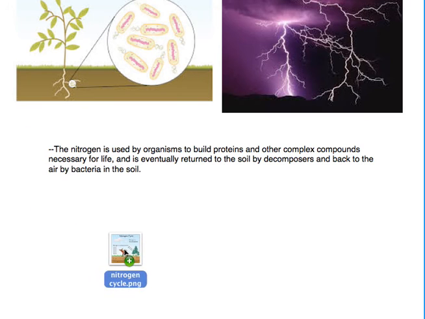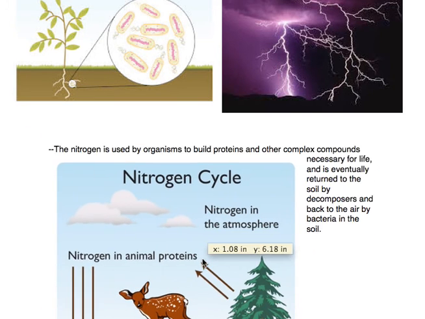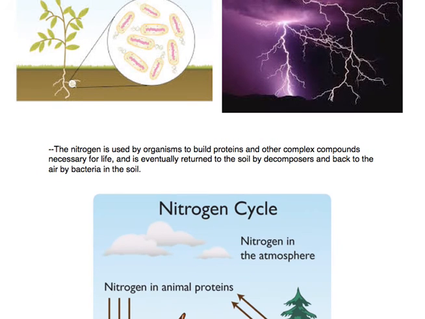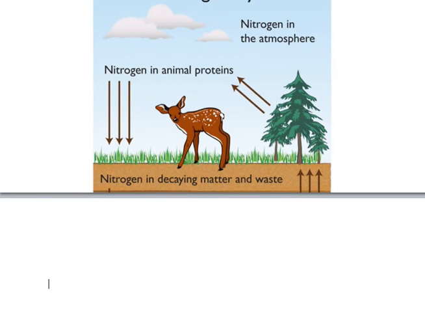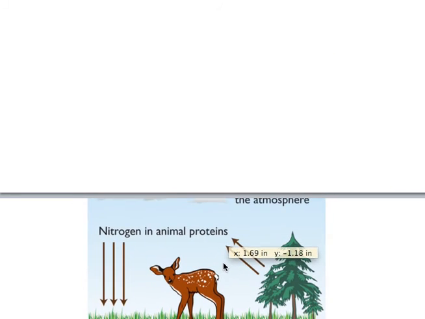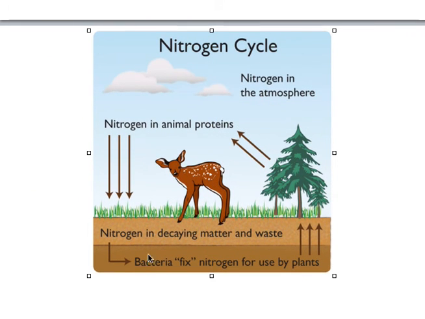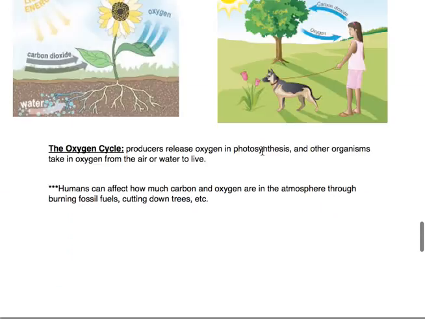So here's a little picture that shows this nitrogen cycle. There's nitrogen in the atmosphere that gets fixed by bacteria, then can be used by plants that are eaten by animals and digested and returned to the soil, and then bacteria release it back into the atmosphere. So those are our cycles today.